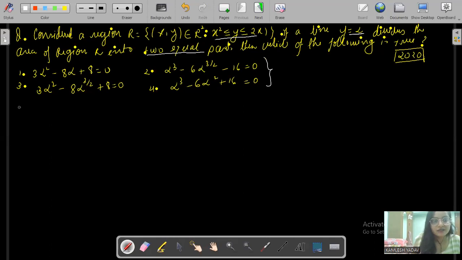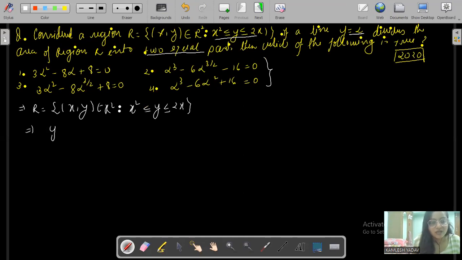So first here we can write the given region R = {(x, y) belonging to R² such that x² ≤ y ≤ 2x}. So here we can write the first equation y = x², and the second equation y = 2x, because in this given condition we see these are less than or equal to. Therefore we can write these equations. Now we can draw the graph.